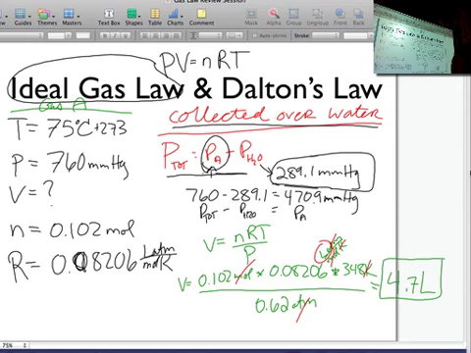Which equation of all the gas laws we use do you have to convert to those four things? This one. Okay. Questions? Do I need to leave it up for a minute?